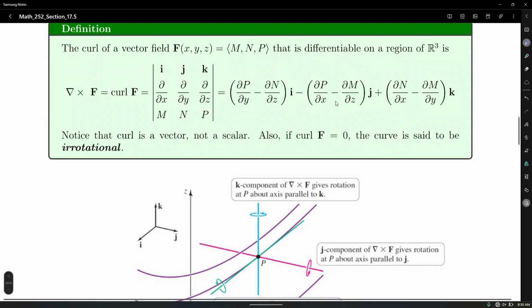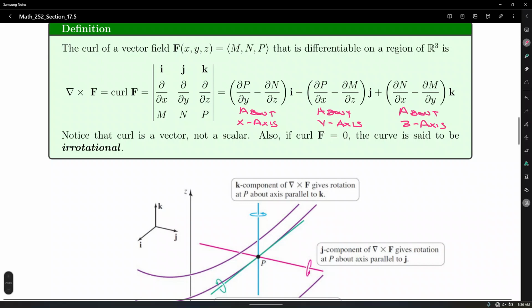Okay, so the curl. It's a force that causes rotation. That's all it is. But look at this vector. Why do we have an i component, a j component, and a k component? Well, the first component describes the rotation about the x-axis, while the second component describes the rotation about the y-axis, while the k component describes the rotation about the z-axis. All right? So that's what it means. Notice that the curl is a vector, not a scalar.